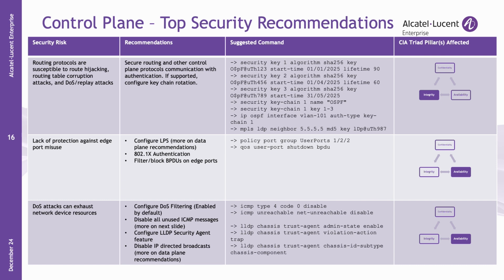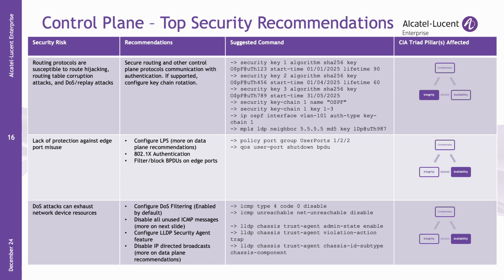The second security risk I want to talk about is the lack of protection against edge port misuse. There are a lot of vulnerabilities associated with edge port security. To mitigate them, you should configure Learned Port Security, or LPS. I will discuss LPS further in the data plane recommendations. You should also configure 802.1x authentication whenever possible on the access ports, and you should filter or block BPDUs on edge ports. BPDUs stand for Bridge Protocol Data Units, which are used in the spanning tree protocol. This will ensure that if a user connects an external or third-party switch to the network, your network will be protected against spanning tree issues.